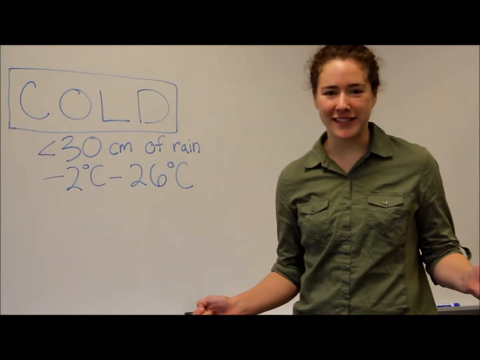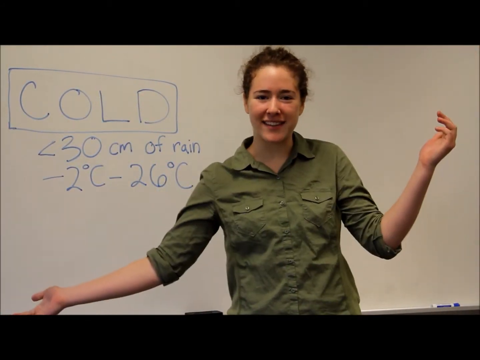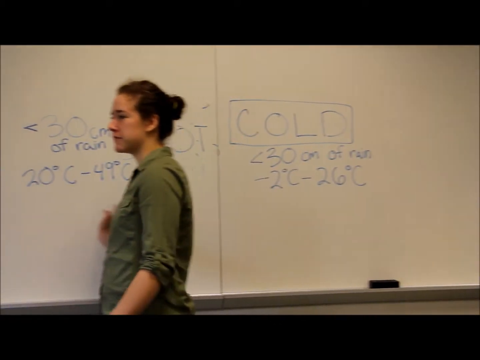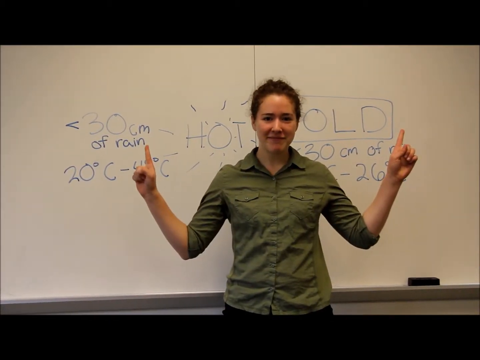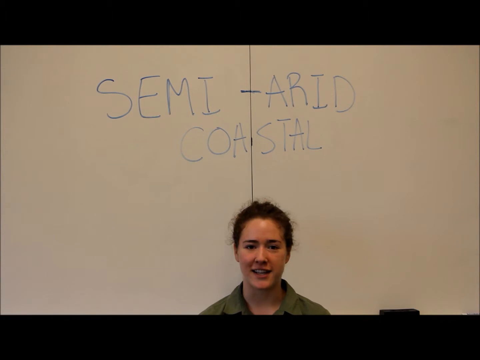The soil in a cold desert is silty, salty, and heavy. Antarctica is the coldest and driest desert. These are the two extremes, but there are some deserts that fall in between. These deserts are usually characterized as semi-arid or coastal.